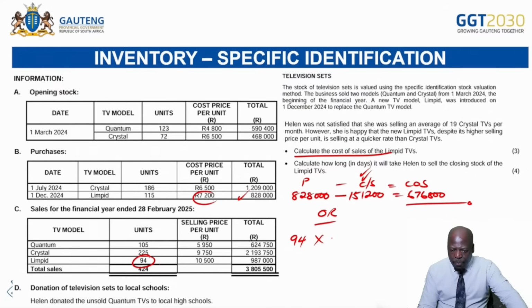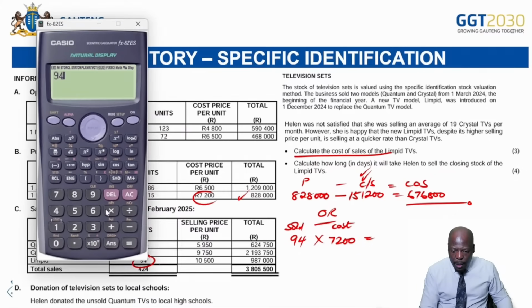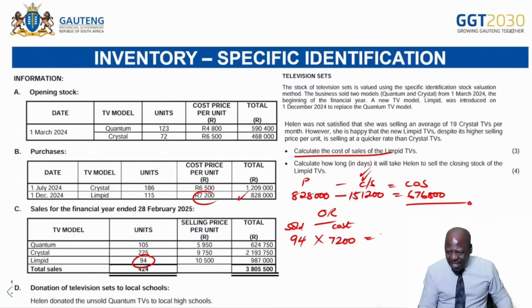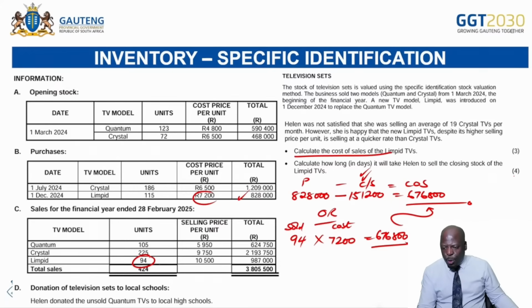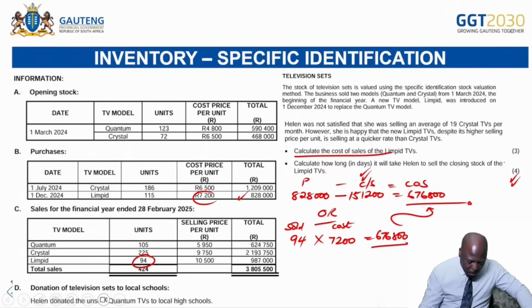So you simply say whatever you have sold multiplied by the cost. That will give you cost of sales. Multiply by 7.2. So I'm coming here to say my 94 times 7.2, and that will give me 676,800. So it will give you again 676,800 here, which is exactly the same as that one there. So how long in days will it take? We've already done this one, so you must be covered here.